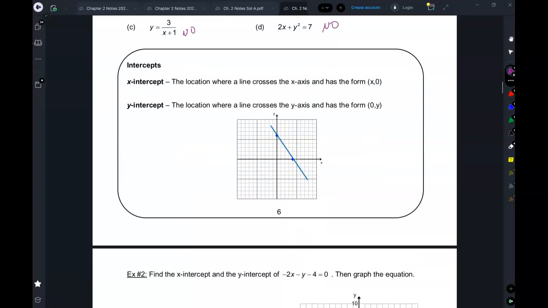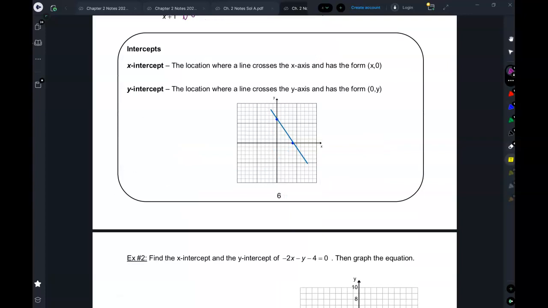All right. Let's talk about intercepts. An intercept is basically where a graph crosses one of the axes. The x-intercept is the location where a graph crosses the x-axis, right? So take a look here. This right here is the x-intercept. This is where it crosses the x-axis. What are the coordinates of that point?